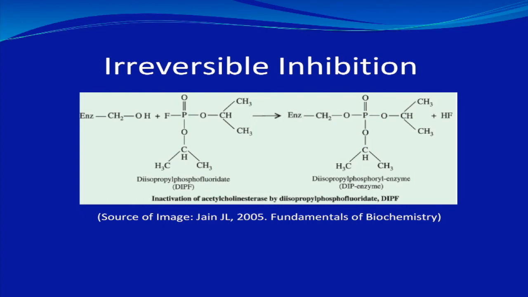Another example is diisopropyl fluorophosphate. Now this resembles sarin, which is a nerve gas used in World War, and this particular irreversible inhibitor binds to acetylcholine esterase, which is involved in hydrolyzing acetylcholine in neurotransmission. Since it is influencing neurotransmission, obviously it leads to the death of the person affected. So all these are the types of irreversible inhibitors.